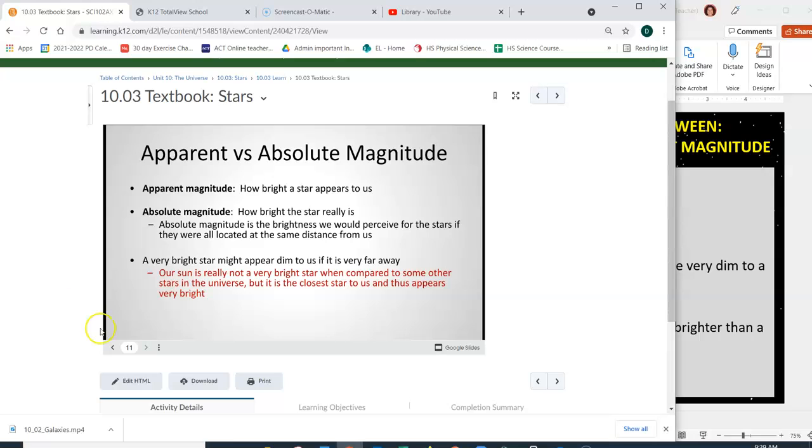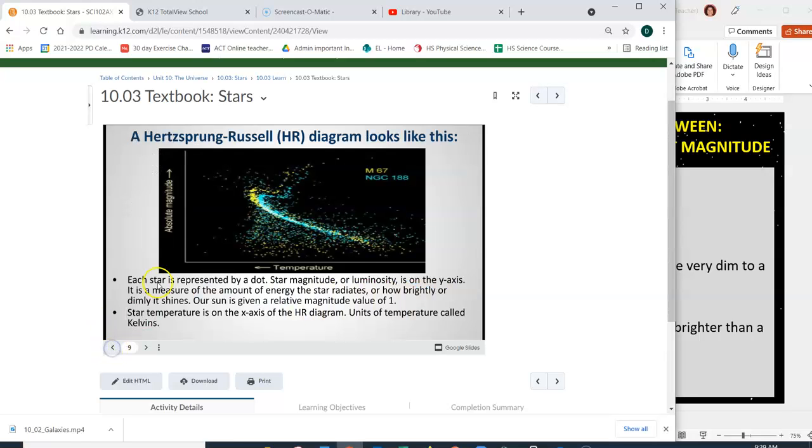So now let's go back and look at our Hertzsprung-Russell diagram. Notice the bottom is the temperature. No, I got that wrong. Sorry, look at the arrow. To the left is a hotter temperature, to the right is a cooler temperature. Hotter to the left, cooler to the right. Got it? Absolute magnitude, look at the arrow.